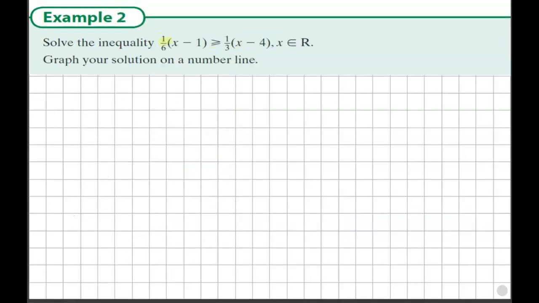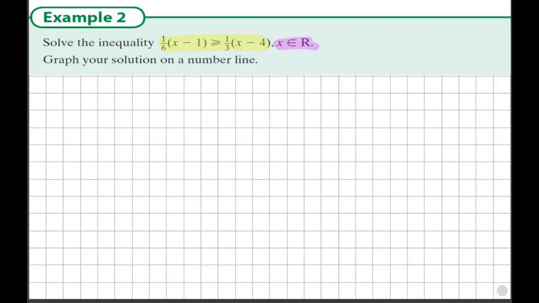Next example, we've got our inequality there, and separately we've got our criteria. It's telling us that it's only a real number, so it's going to be any value. It's not going to be restricted to integers only. It could be any number, so we're going to be representing it with an arrow when we come to graph our solution on a number line, as they say.